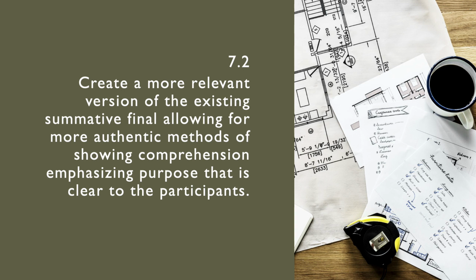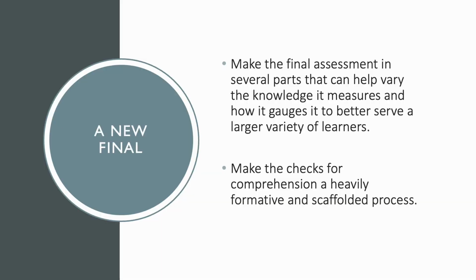I want to apply the principles from 7.2 checkpoint to create a more relevant version of my existing summative final and allow for more authentic method for my students to show comprehension by emphasizing the purpose of the assessment so it's clear to all of my participants. This new final would be delivered in several parts, each delivered in a different way, so it will not only vary to the type of knowledge it measures, but in how it gauges comprehension. This format, I feel, will better serve the larger variety of my diversified learners in my class. The focus of the checks for comprehension, regardless of design, will be delivered heavily formative and scaffolded.